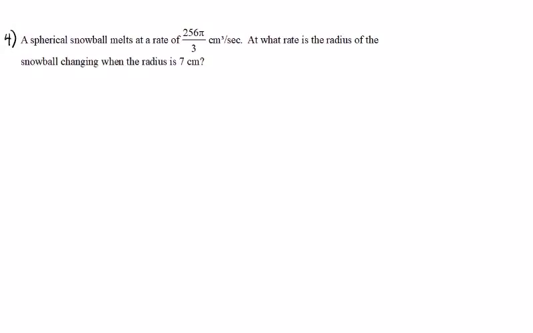All right, last example here. This is number 4, example number 4. A spherical snowball melts at a rate of 256 pi over 3 centimeters cubed per second. At what rate is the radius of the snowball changing when the radius is 7 centimeters?